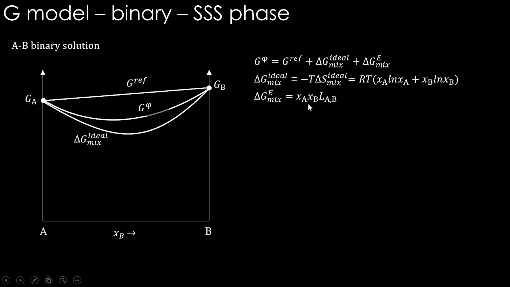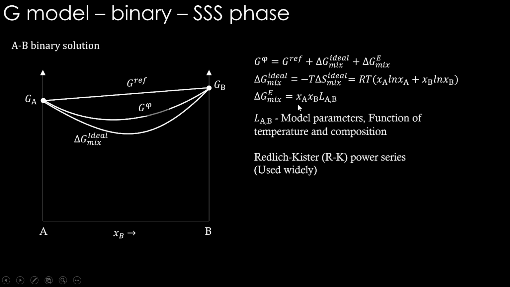Delta G mix XS is x_A x_B L_AB. So this is slightly different from what we have seen till now. This is how the excess Gibbs energy of mixing is modeled. This L_AB is a model parameter, a function of temperature and composition. Both are included in this. We will see that in more detail shortly. And the Redlich-Kister power series is used widely in place of these model parameters.